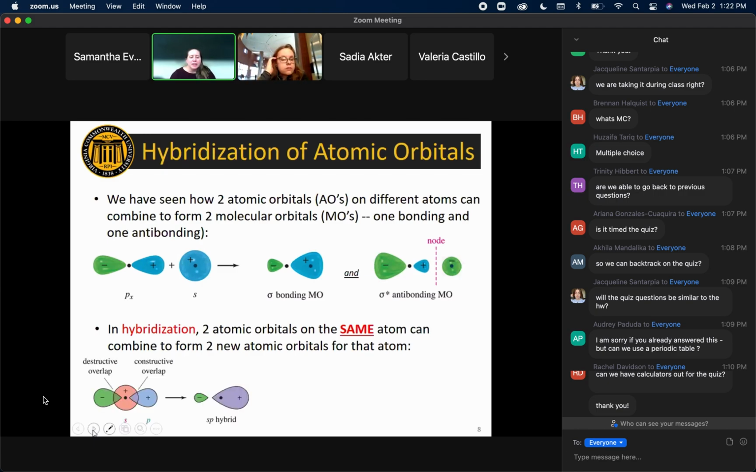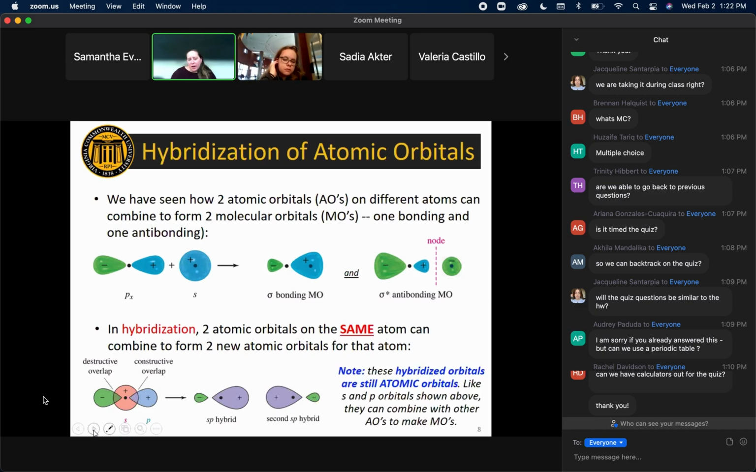So this is just my slide to drive that point home about the difference between molecular bonding, where we're bringing atomic orbitals on 2 different atoms together to make a bonding and an anti-bonding orbital, versus hybridization, where we're bringing together atomic orbitals on the same atom to form new hybridized atomic orbitals, and then they can go on to make bonds with other atomic orbitals on other atoms.